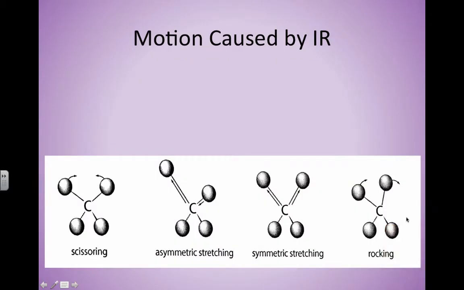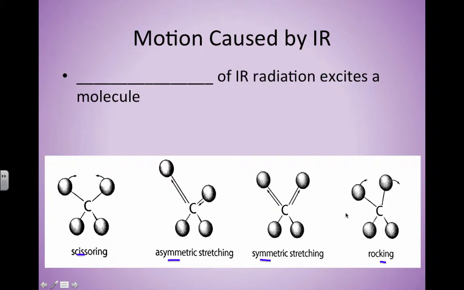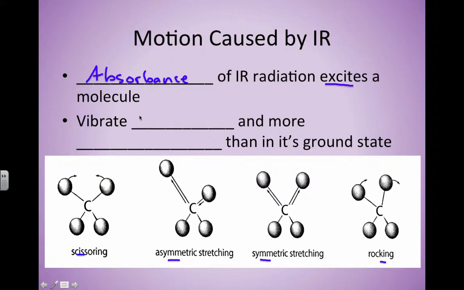Here's a picture of what that might look like if bonds stretch asymmetrically or symmetrically, or if they rock back and forth, or sometimes they scissor. They go towards one another instead of going the same direction. But it's the absorbance of infrared radiation that is causing this motion in a molecule. We say it excites a molecule and gets things moving around. They vibrate faster and more energetically than when that molecule is in its ground state.